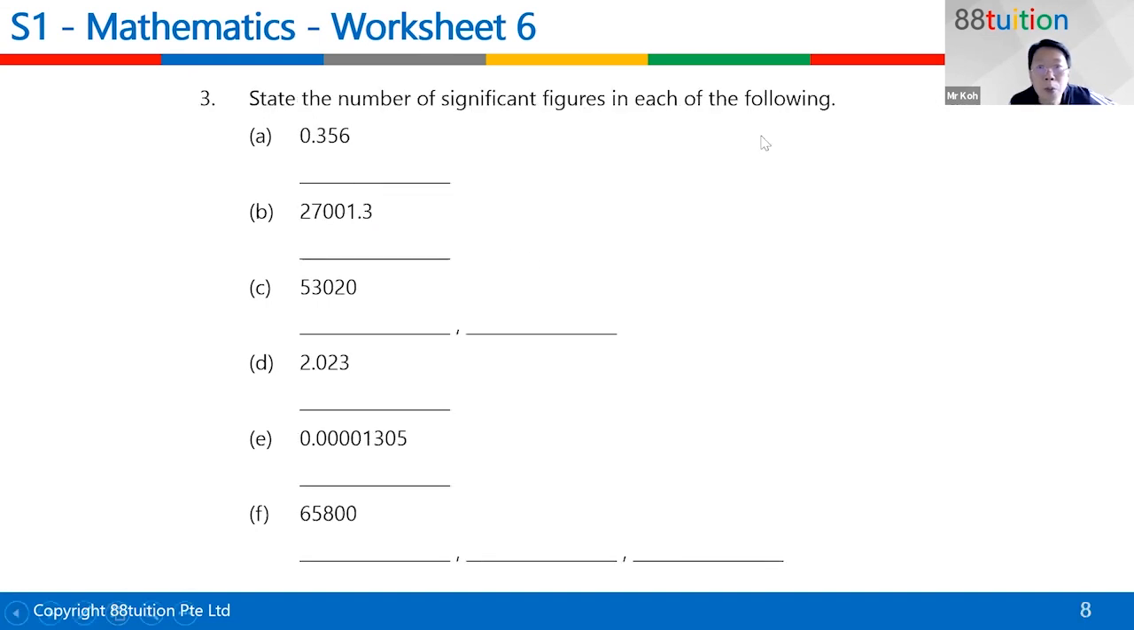Okay, now you're supposed to state the number of significant figures in each of the following. Some of them have two answers, some of them have three answers. Okay, A to F. So same thing, 1 minute.